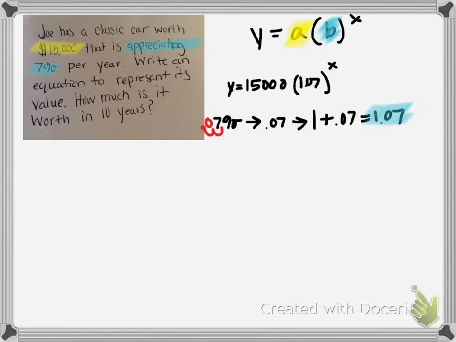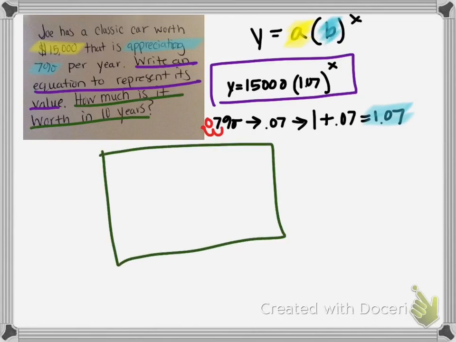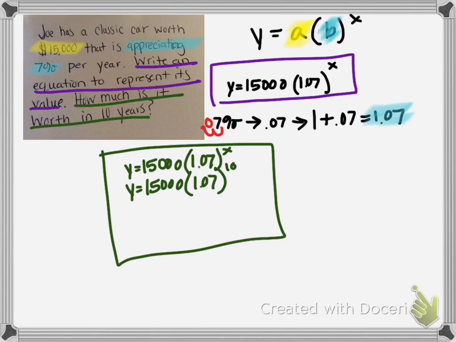Okay, so I have answered part of my question here. The first question that was asked was, write an equation to represent its value, and that's what I have done right here. So I've answered part of it. The second question it asks is, how much then is it going to be worth in 10 years? Okay, so let's answer that question down here. I'm going to use the equation that I have. That's the equation that I just found. And all I'm doing is, now that I have the equation, I'm saying, okay, how much is this going to be worth when X is 10 years from now?